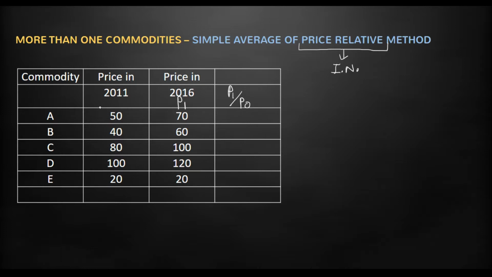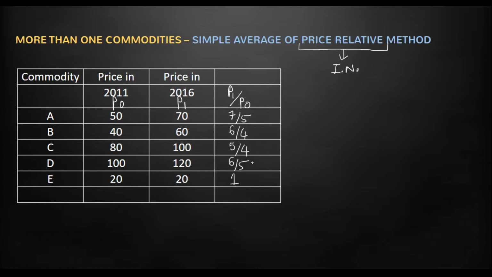This P1 will be 2016 for us, and this will be P0. Let's do P1 upon P0, but we will not convert it into a fraction, right? Meaning we don't need to divide into points. Simply, this is 70/50, so we can directly write 7/5. 60/40 we can write as 6/4, or 3/2 also. 100/80, I can write as 5/4. 120/100 I can write as 6/5, and 20/20 will become 1 for me, right? So this is my P1 upon P0.